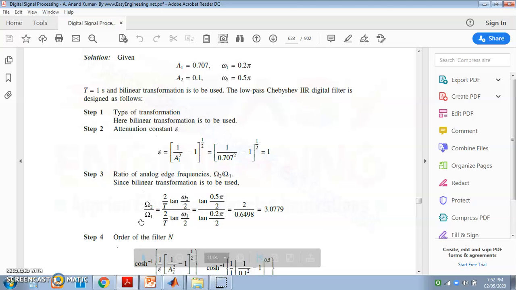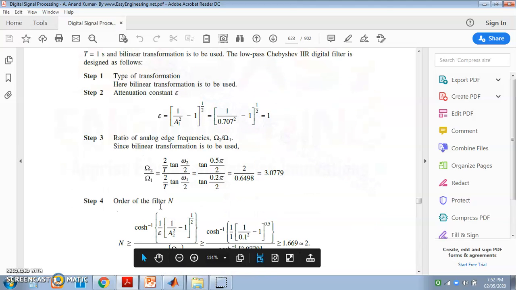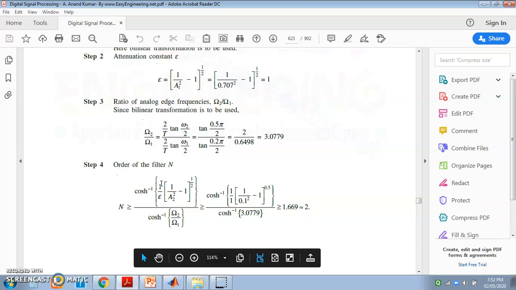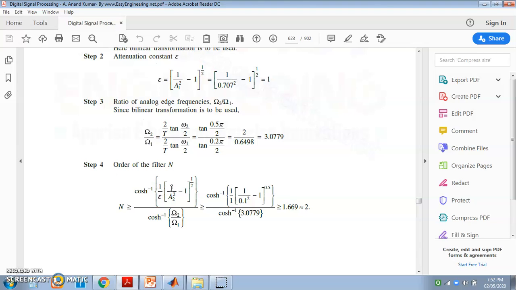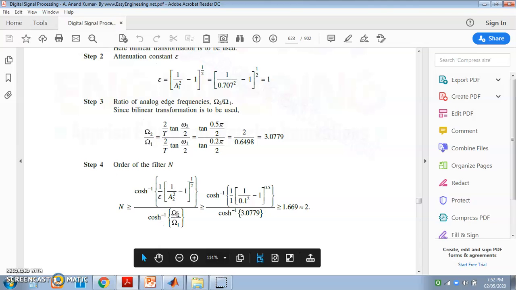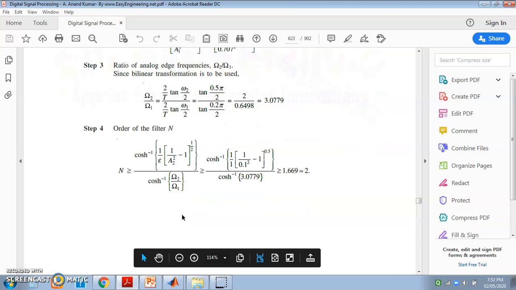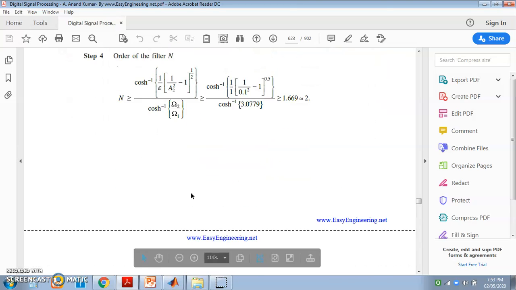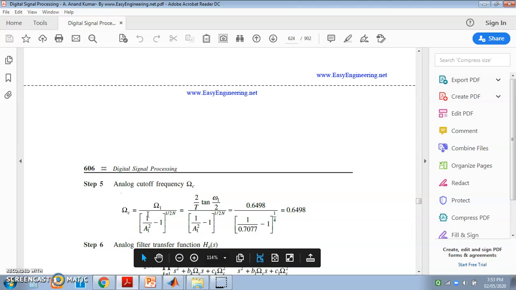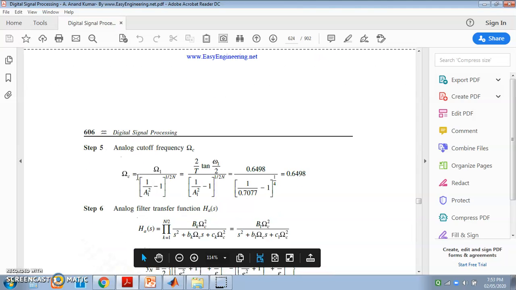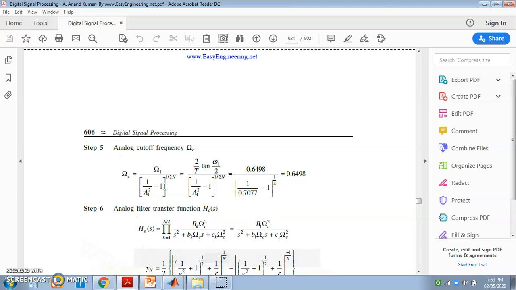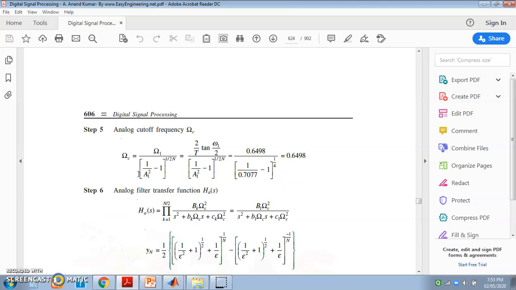Once I know the analog frequency ratio, one can calculate the order of the filter directly using the standard equation: N is greater than or equal to cos inverse of 1 by epsilon times square bracket 1 by A2 square minus 1, raised to 1 by 2, divided by cos inverse of the ratio of analog frequencies. This is done in MATLAB automatically, as we will see. Once I know the order, the next task is to determine the cutoff frequency, as for the Butterworth filter also. So Omega c is equal to Omega 1 divided by (1 by A1 square minus 1) raised to 1 upon 2N. This gives me the cutoff frequency.